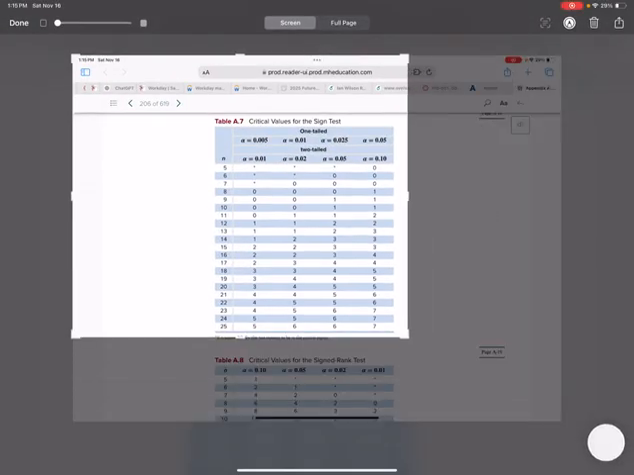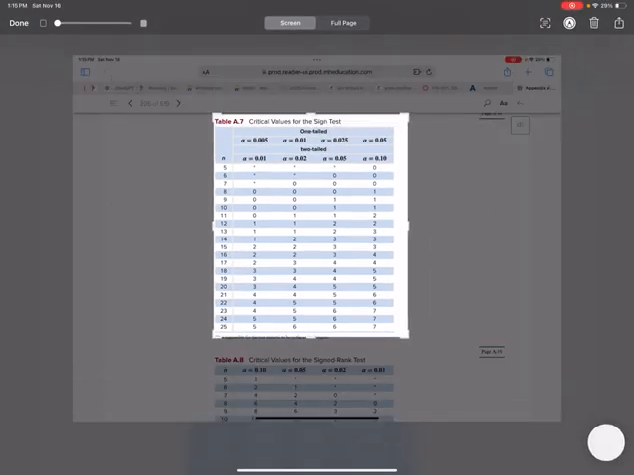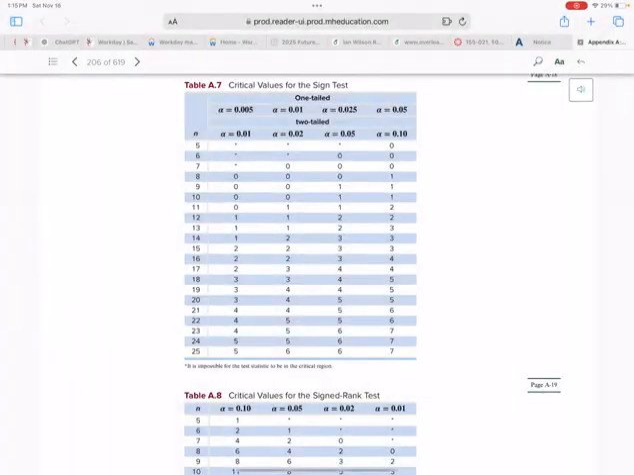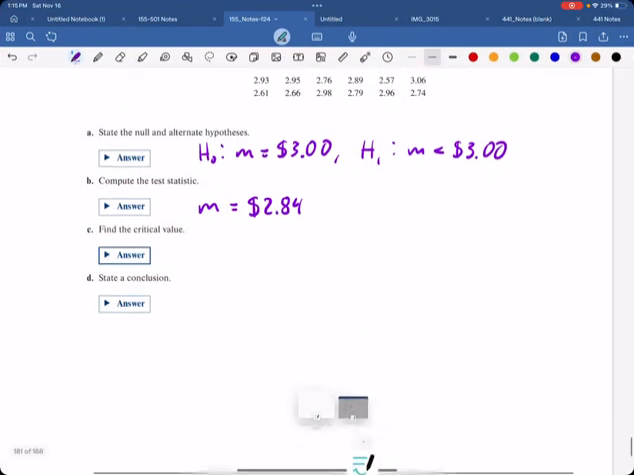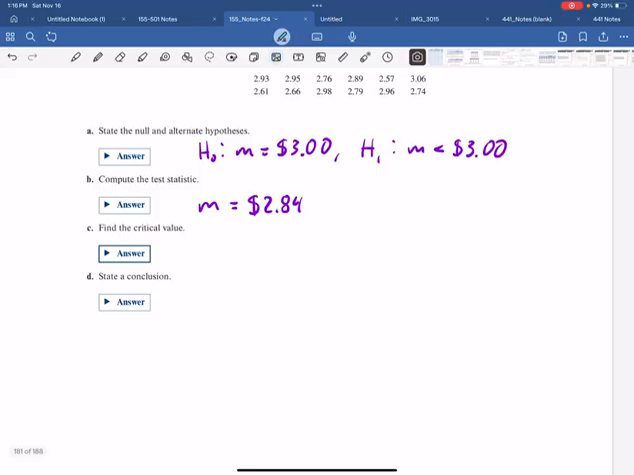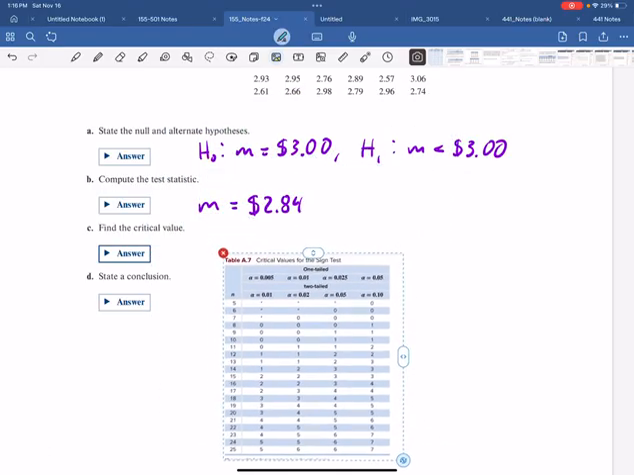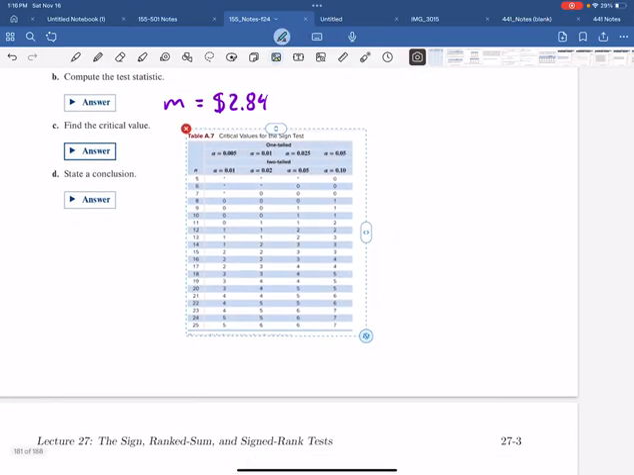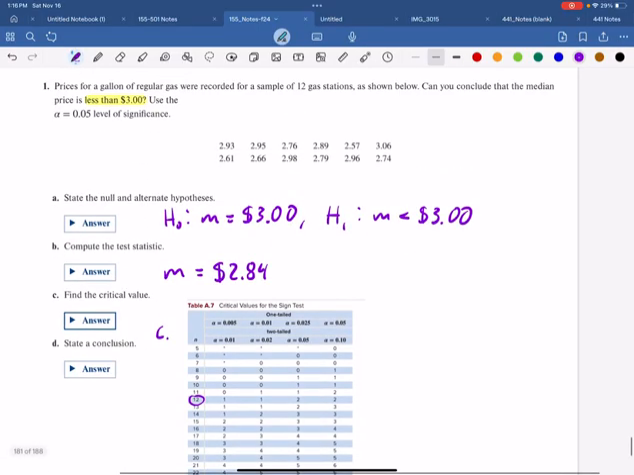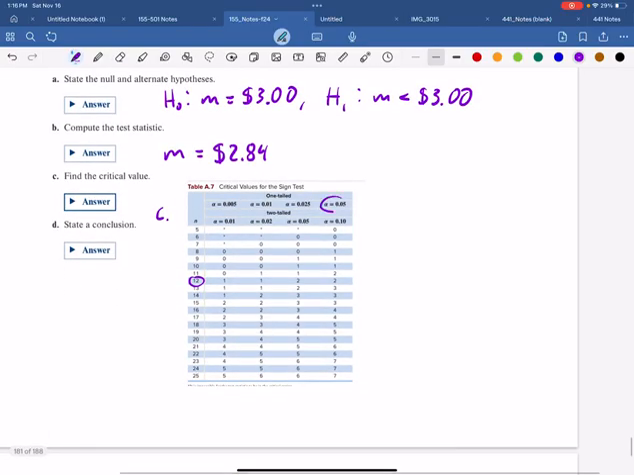Note that the leftmost column is n. That's what we're working with, the number of things that we sampled. So let's go ahead and put that in here. This is for part C, of course. We have n equals 12, and we're doing this at the 0.05 significance level. So it looks like that's over here, our number 2. Now, what does that mean, 2?